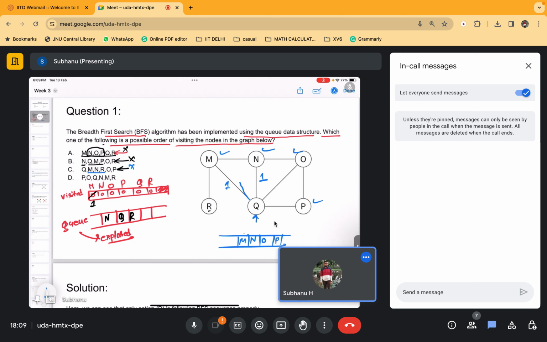Now we take this option, where we have to start from P. If we start from P, then our option will be O, Q, N, M, R. So what will be in our queue?